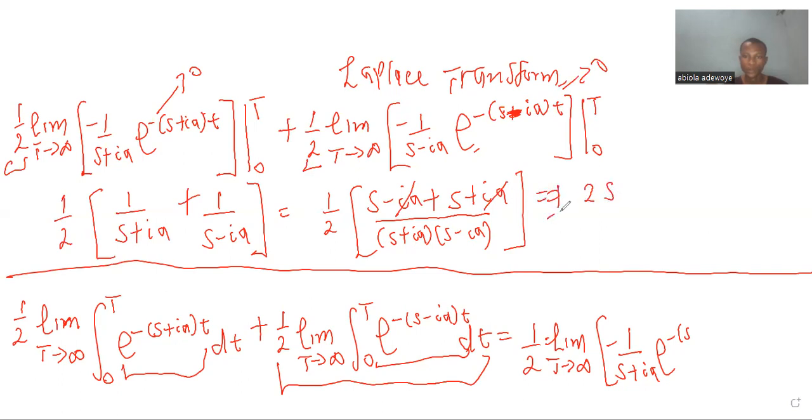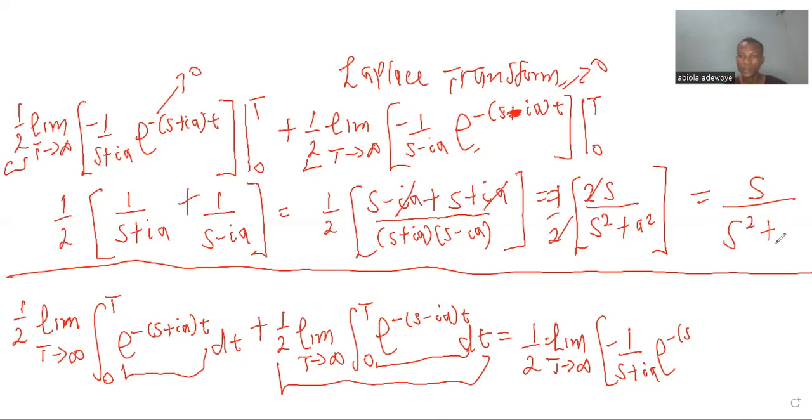Don't forget we have 1 over 2 outside, 1 over 2 outside, 2s over what? When you expand this bracket, I'm going to have s times x squared plus a squared. So these two will cancel these two. So it means I'm going to be left with s over x squared plus a squared, provided that x is greater than a. So what does that mean? It means if you are asked to find the Laplace transform of cos at, the answer is this. Is that okay? This is the answer.